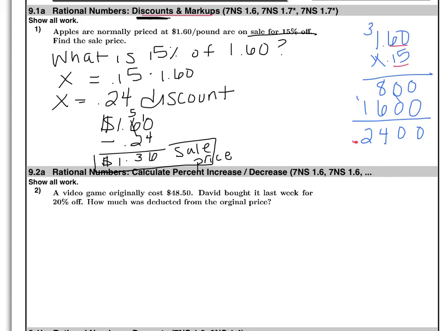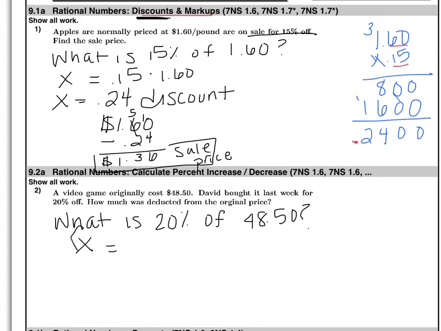Okay? Now let's move on to number 2. It's calculating a percent of increase or decrease. The video game originally cost $48.50. David bought it last week for 20% off. How much was deducted from the original price? That means we want the decrease amount. So we're asking, what is 20% of $48.50? And so what is X? X is equal to, 20% is 0.20, of is times 48.50.